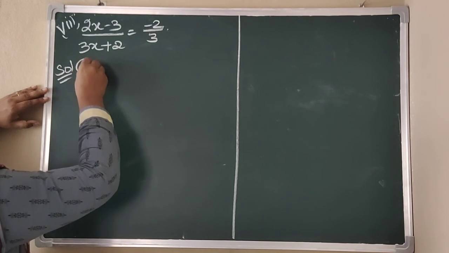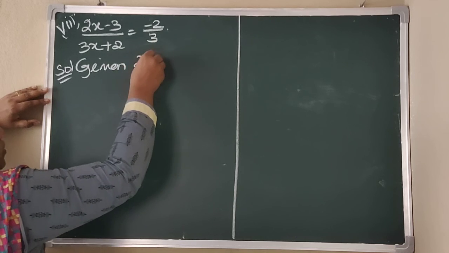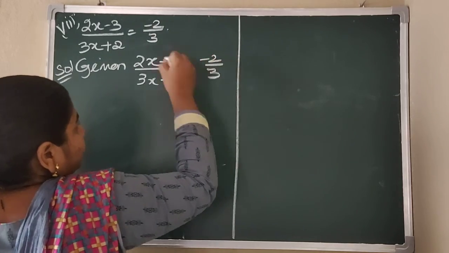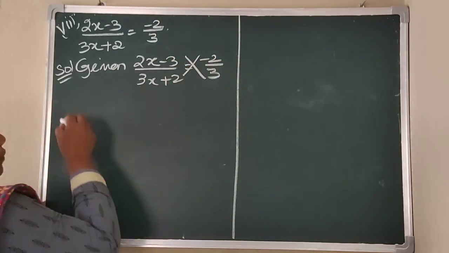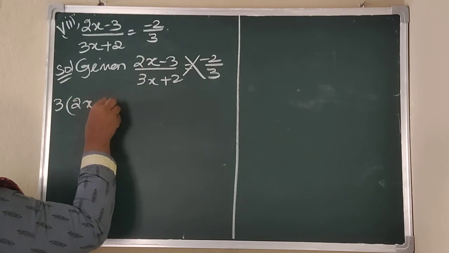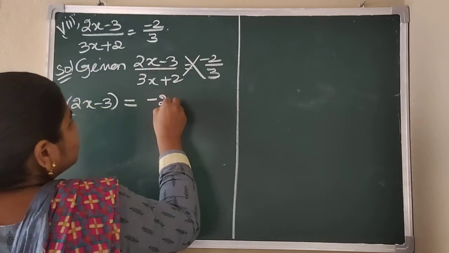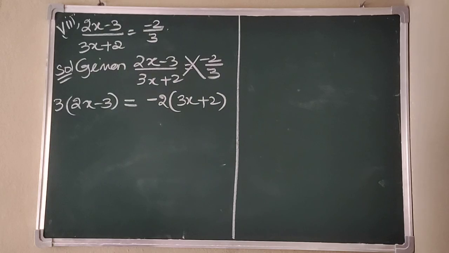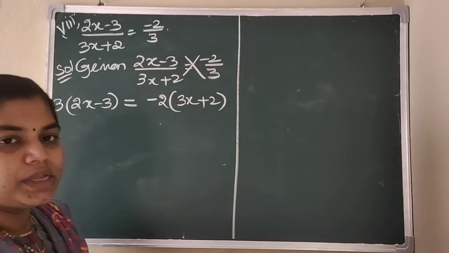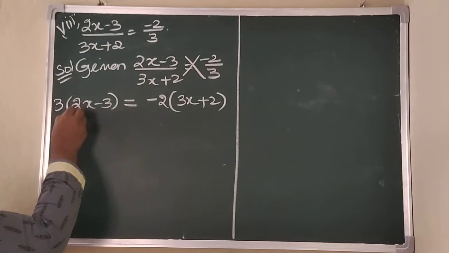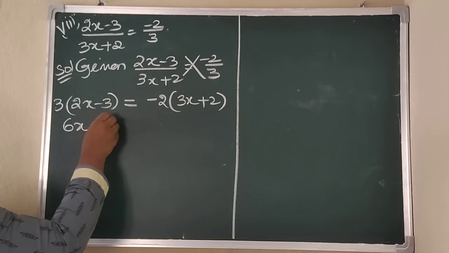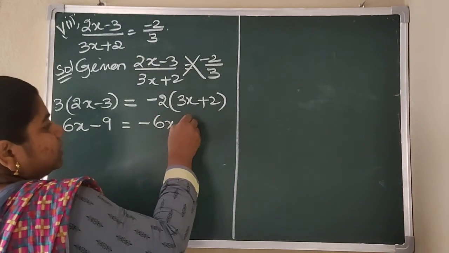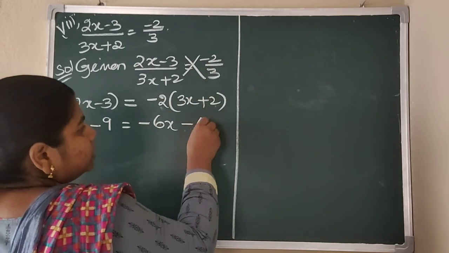Solution: given (2x minus 3) by (3x plus 2) is equal to minus 2 by 3. So cross multiply the terms. It will be 3 into (2x minus 3) is equal to minus 2 into (3x plus 2). You multiply each and every term with 3, and here each term with minus 2. So 3 into 2 is 6, 6x minus 3 3s are 9 is equal to minus 2 3s are 6, that is minus 6x, and minus 2 2s is minus 4.